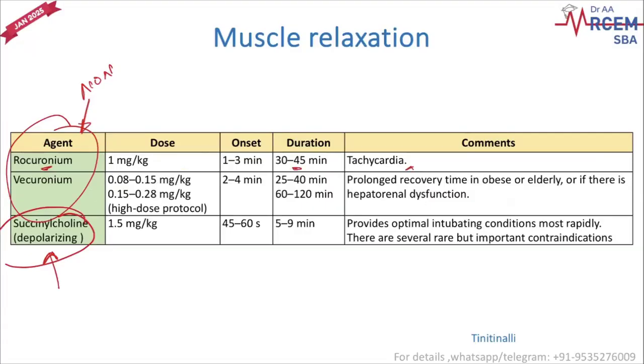It acts for a long time, 30 to 45 minutes. Vecuronium acts on the longer side, around 60 to 120 minutes, around 2 hours. It is a very long-acting drug among these non-depolarizing drugs. Vecuronium is not preferred if the patient is obese or has liver or renal dysfunction. We do not advise giving it because it gets metabolized in the liver and excreted through the kidneys. It might remain in the body for a very long time and have adverse effects. That's why vecuronium is not preferred in anyone who is obese or has liver or renal problems.